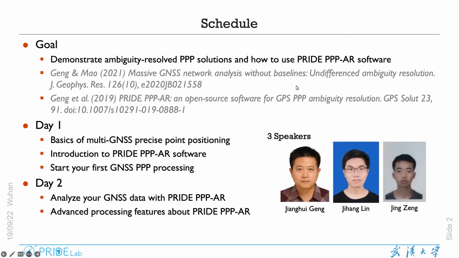So here is the schedule that we're going to have this week. We have two courses. The goal of this course is to demonstrate the ambiguity-resolved PPP solutions and teach how to use the PRIDE PPP-AR software. I have listed two references here. The first one is to demonstrate the benefits of single-station solutions.